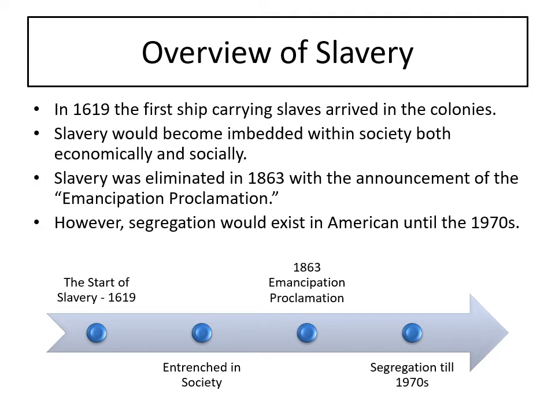In 1619, the first ship carrying slaves arrived in the colonies. This was a Dutch slave ship. Slavery would become embedded within society both economically and socially. Slavery was eliminated in 1863 with the announcement of the Emancipation Proclamation, and formally with the 13th Amendment. However, segregation would exist in America until the 1970s.